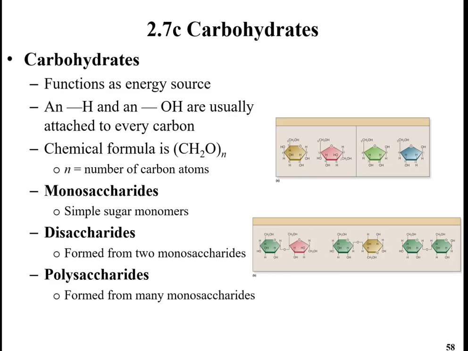When we talk about carbohydrates, we can talk about monosaccharides, which are the simplest sugar monomers. We could talk about disaccharides, which are formed from two monosaccharides. Or we could talk about polysaccharides, which are formed from many monosaccharides. Over here you have some monosaccharides. And down here you have disaccharides. So this is a single sugar molecule, and this is two sugar molecules bonded together.